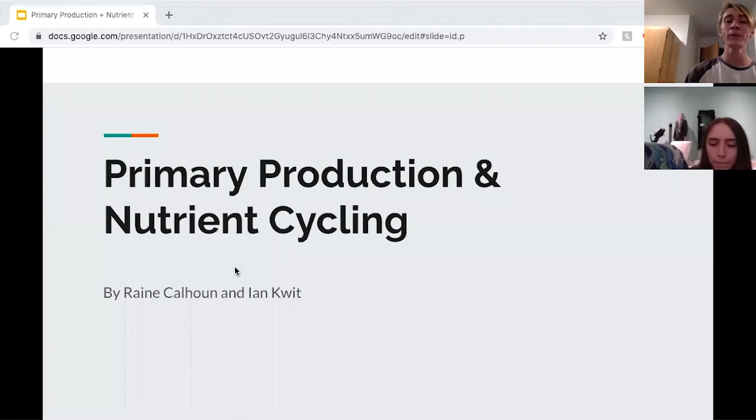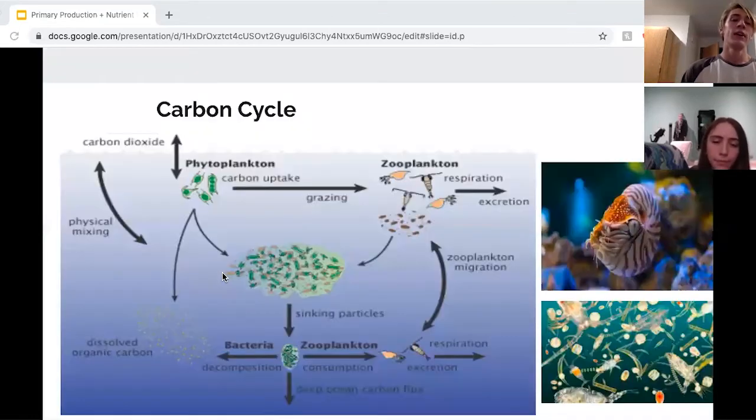Hello, everybody. Today we're going to be talking about primary production and nutrient cycling. Here's a quick breakdown of the carbon cycle within the oceans.